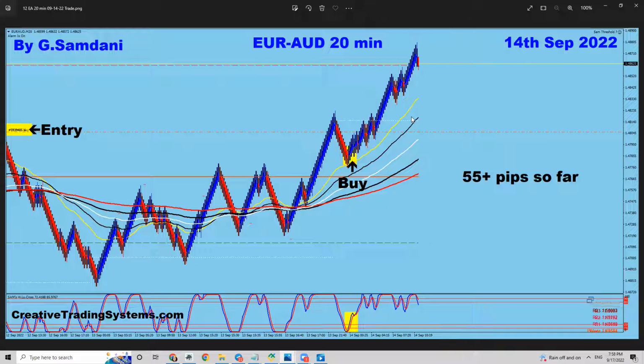Both currencies are Asian currencies, Aussie and yen. So if Aussie gets strong, yen gets weaker. And if yen gets strong, Aussie gets weaker, usually. Not all the time, but usually. So this is what was happening.